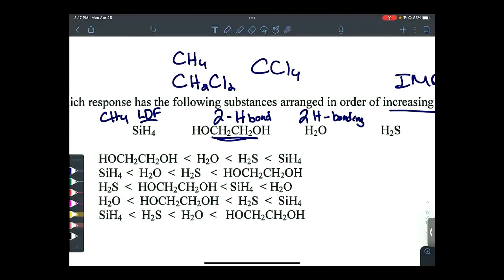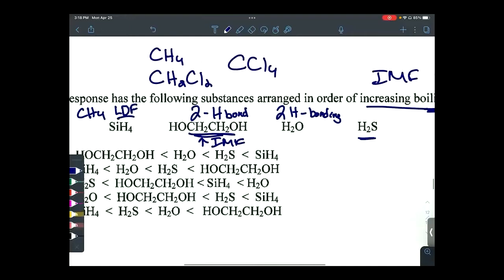But of these two, which one has more overall intermolecular forces? Water or that ethanol? Or this one, because it's both heavier and it has two hydrogen bonding. So this one has the most intermolecular forces present.